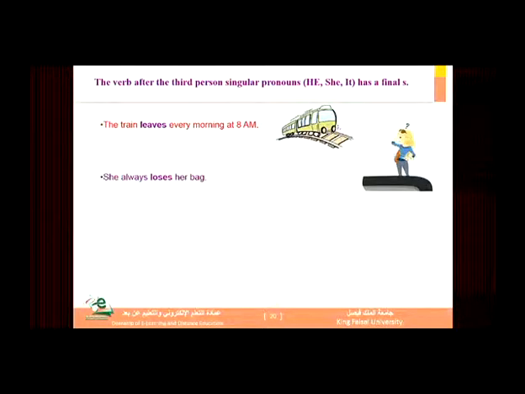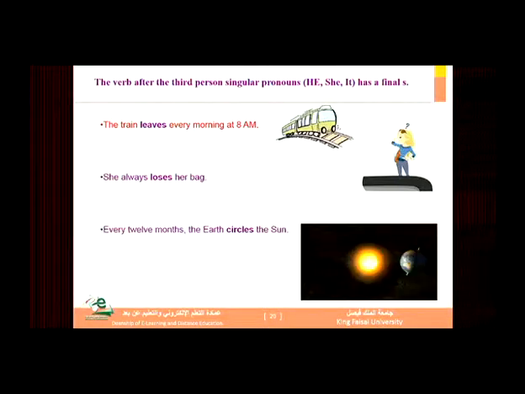Looking at the second example, she always loses her bag. Now the verb here is lose, and the subject of the sentence is she. She is one of the third person singular pronouns, so the verb takes an S. She always loses her bag.